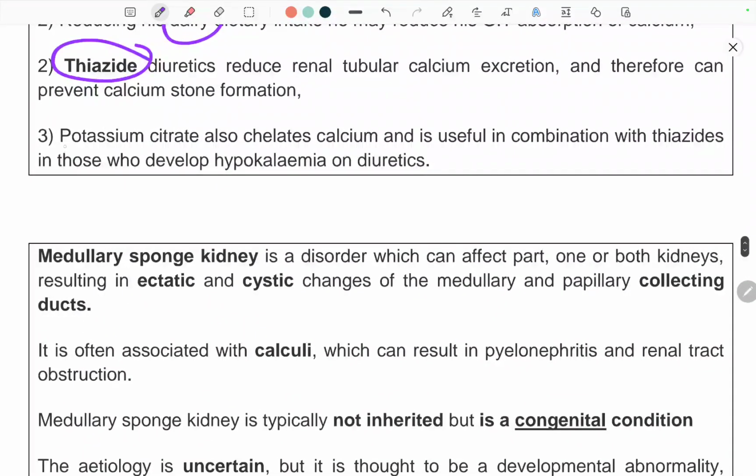Potassium citrate also chelates calcium. It is useful in combination with thiazide in those who develop hypokalemia on diuretics.